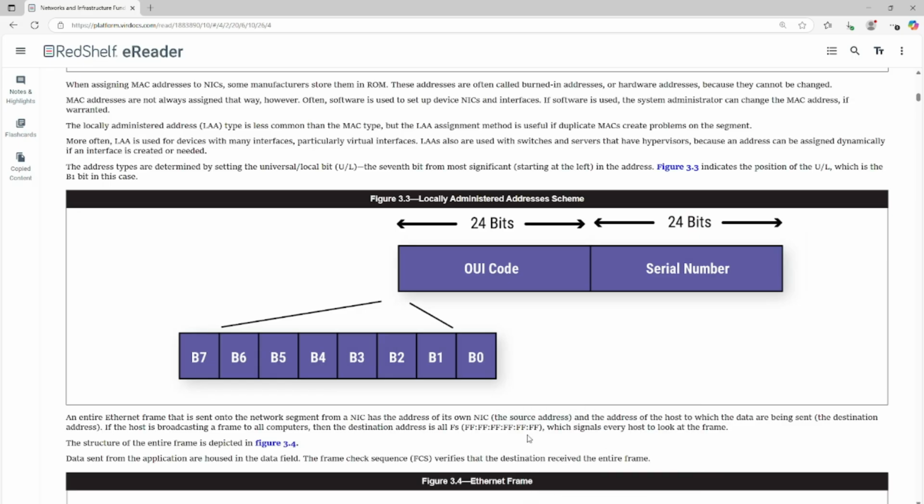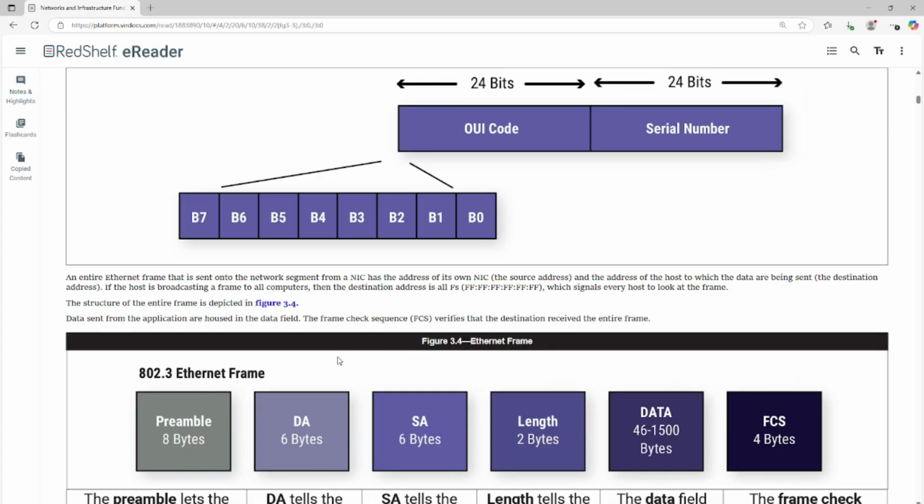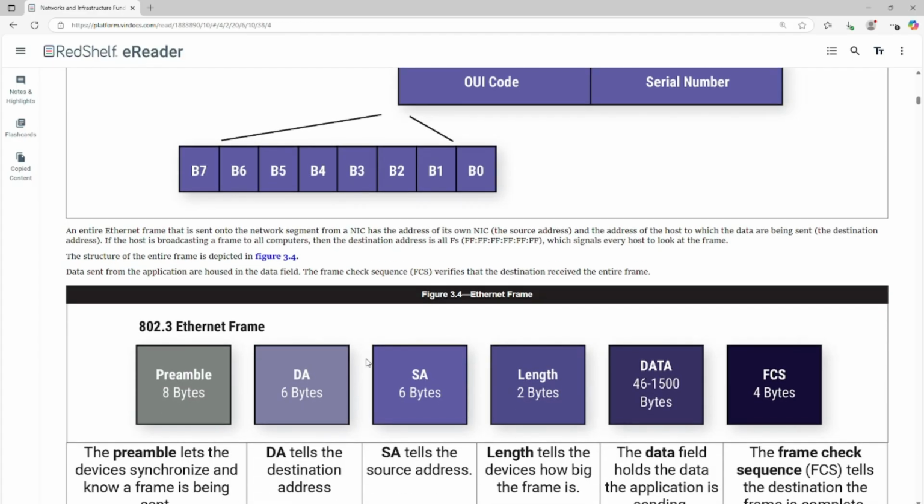So it has a source address, and the address of the host to which the data are being sent, the destination address. If the host is broadcasting a frame to all computers, then the destination address is all the F's, which signals every host to look at the frame. The diagram on figure 3.4 gives you a picture of an Ethernet frame.